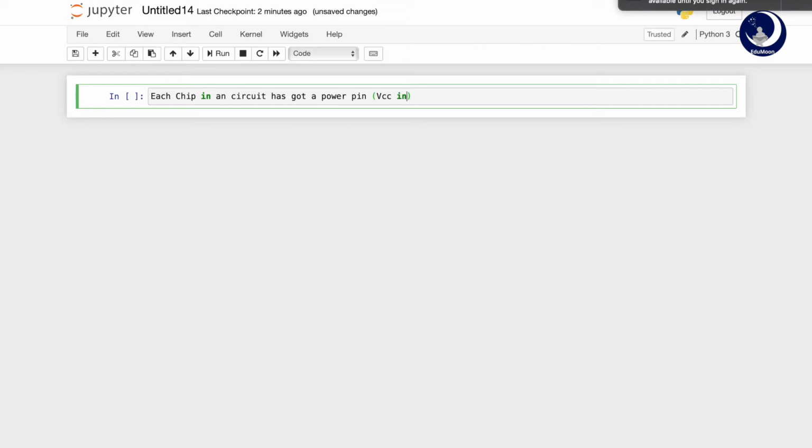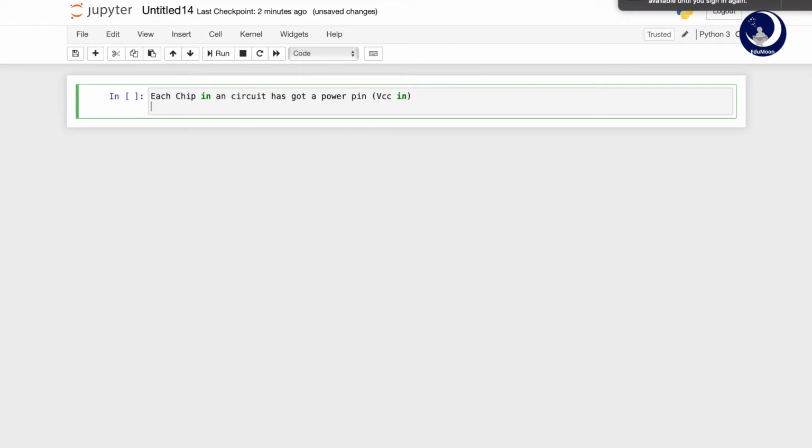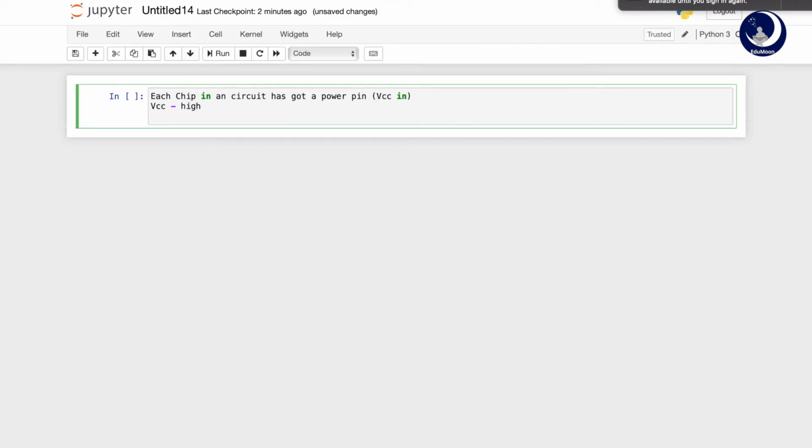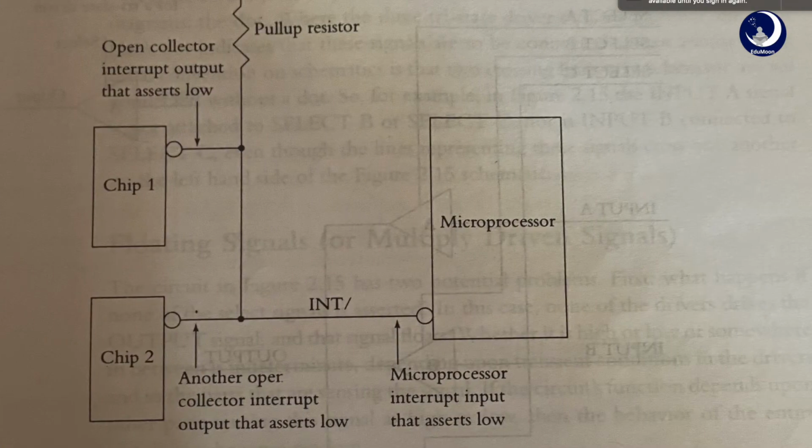The VCC pin should be connected to the signal that is always high, and the ground pin must be connected to the signal that is always low. VCC should be connected to this high signal, and the ground should be connected to the low signal. So just keep these in mind. I'll get back to this particular screen again. Meanwhile, I'd like to explain open collector and tri-stating outputs.